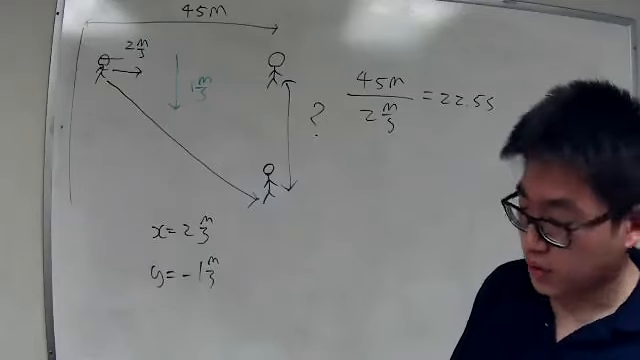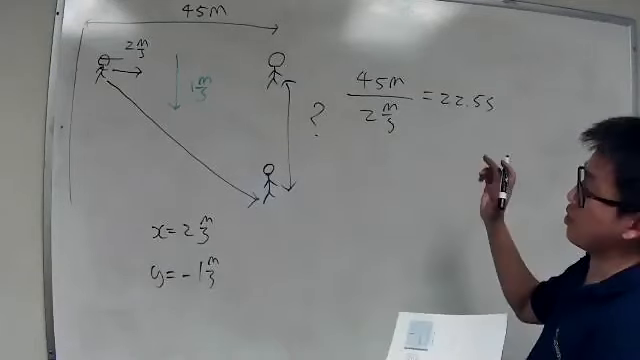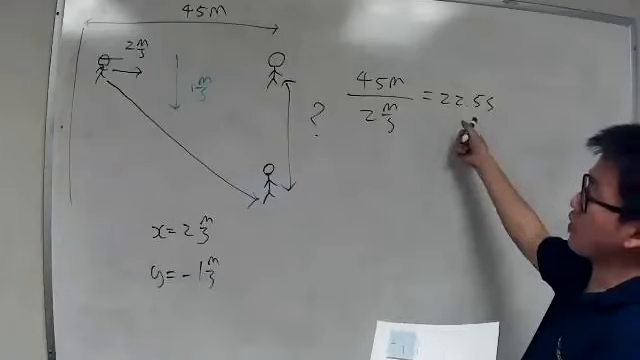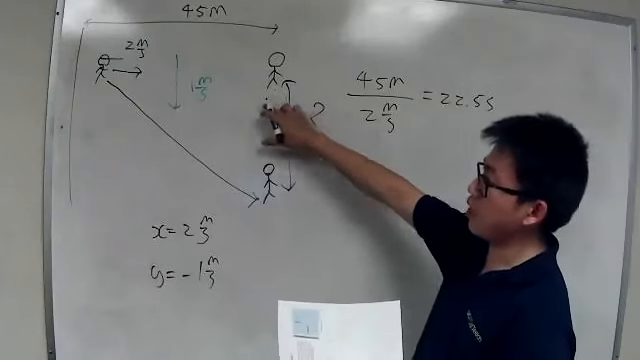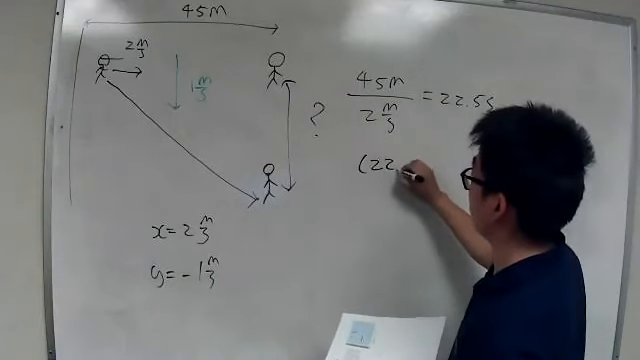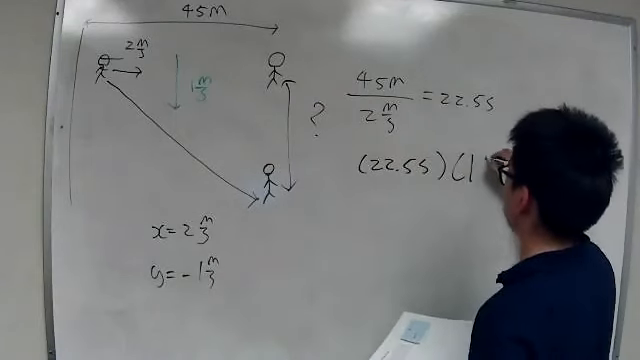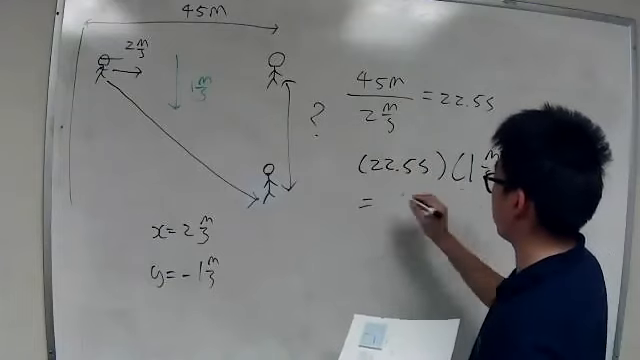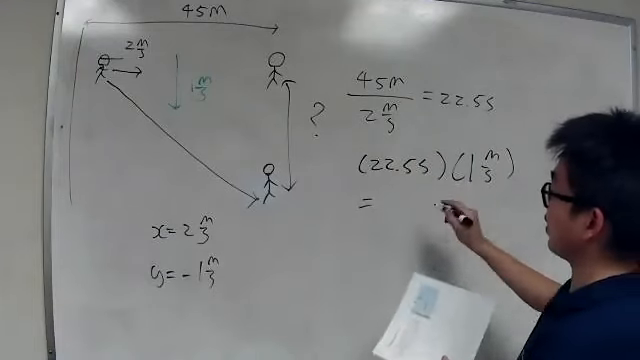The second one should be pretty easy, right? Because let's see, this was the total amount of time it took. So if I want to find out how far this is, well, that should just be 22.5 seconds times 1 meter per second. And this will give me 22.5 meters.